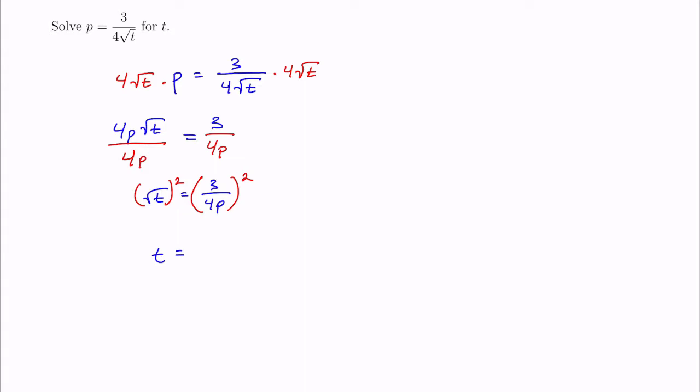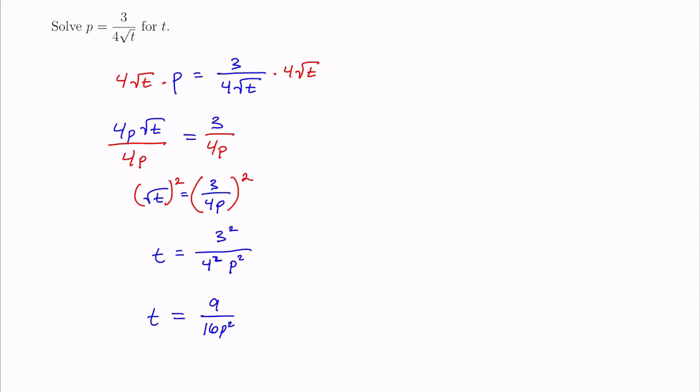On the right side of the equation, we need to remember that squaring a fraction means we're squaring both the numerator and denominator of the fraction, and given that we have 4 times p in the denominator, both the 4 and the p individually have to get squared. So we're going to end up with 3 squared over 4 squared times p squared. And if we go ahead and simplify that a little bit more, 3 squared is 9, 4 squared is 16. And so this leaves us with 9 over 16p squared. So solving the equation p equals 3 over 4 root t for t transforms into t equals 9 over 16p squared.